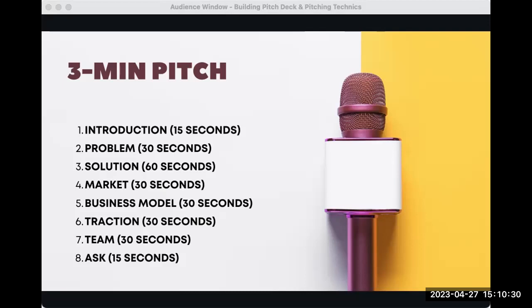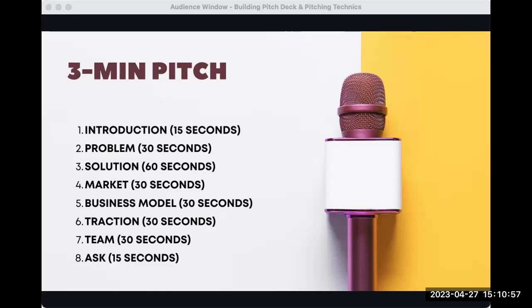So traction, well, if you have one, of course, you need to share any traction your startup has gained so far, such as customer acquisition, partnerships. Use this to demonstrate that your startup is gaining momentum and has the potential to scale. So you need some sort of validation.